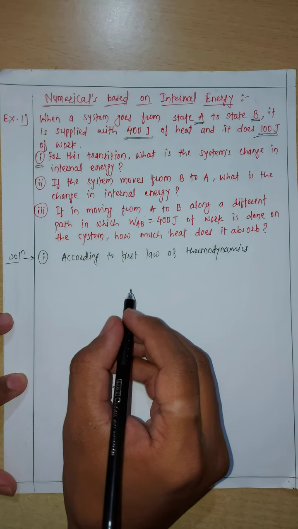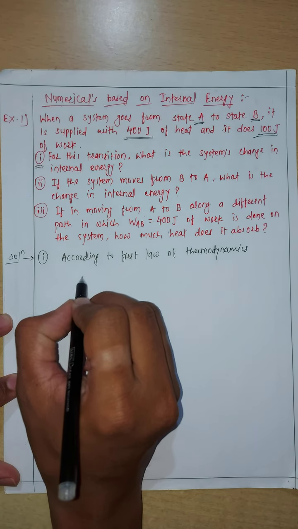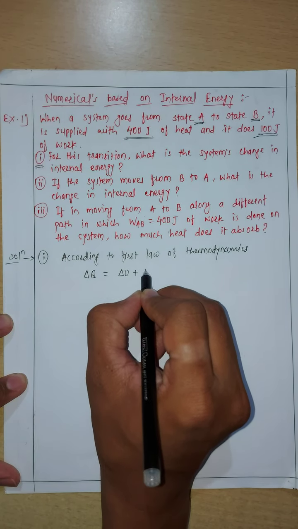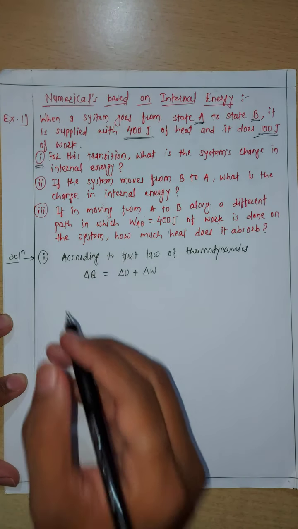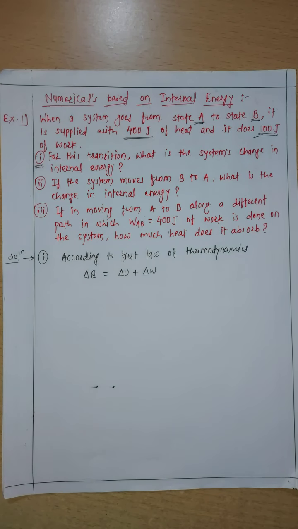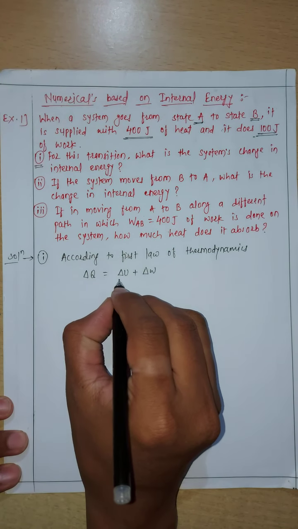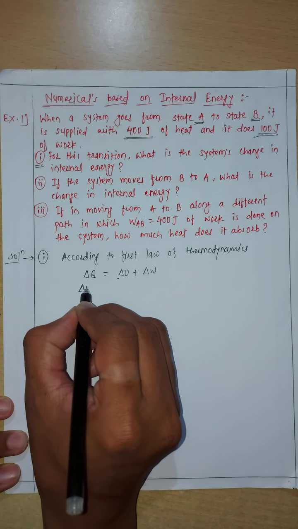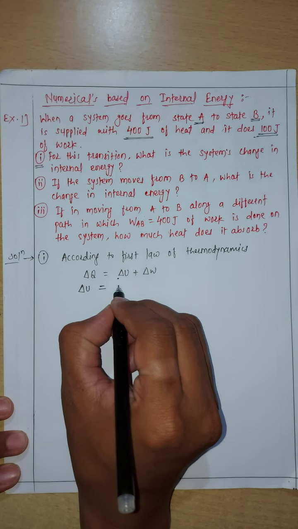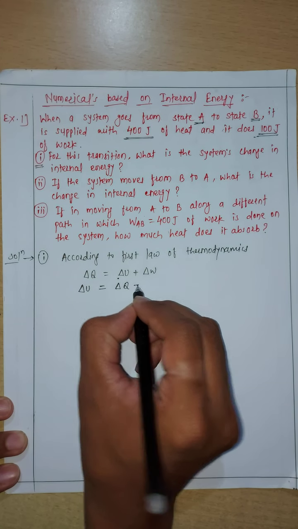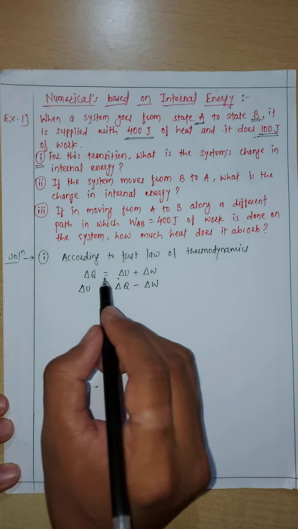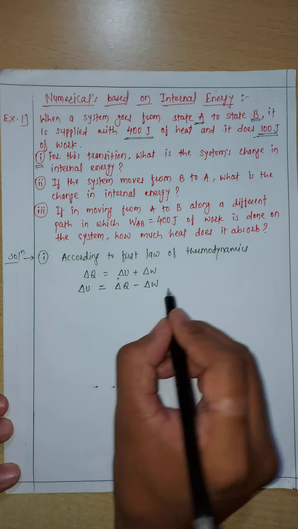There must be a change in internal energy, or directly, the amount of heat should equal the change in internal energy plus the amount of work done. This is the basic formula given by the first law of thermodynamics. Here we have to find the internal energy, so we write the formula as delta U equals delta Q minus delta W. The internal energy goes to the left hand side, delta Q to the right hand side. So the formula becomes this.